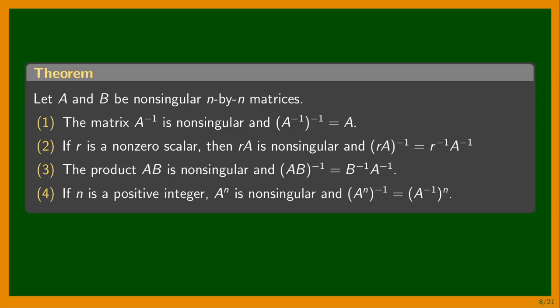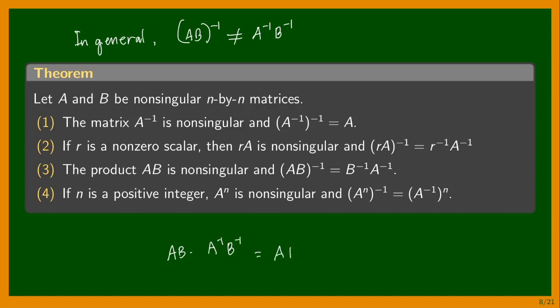Take note that in general, I'd like to write this because this is important. The inverse of the product AB is not the same as the product of the inverses, A inverse times B inverse. This is because when you multiply AB with A inverse times B inverse, you just cannot do anything about this one, because one cannot just switch the positions of B and A inverse to cancel the matrices.